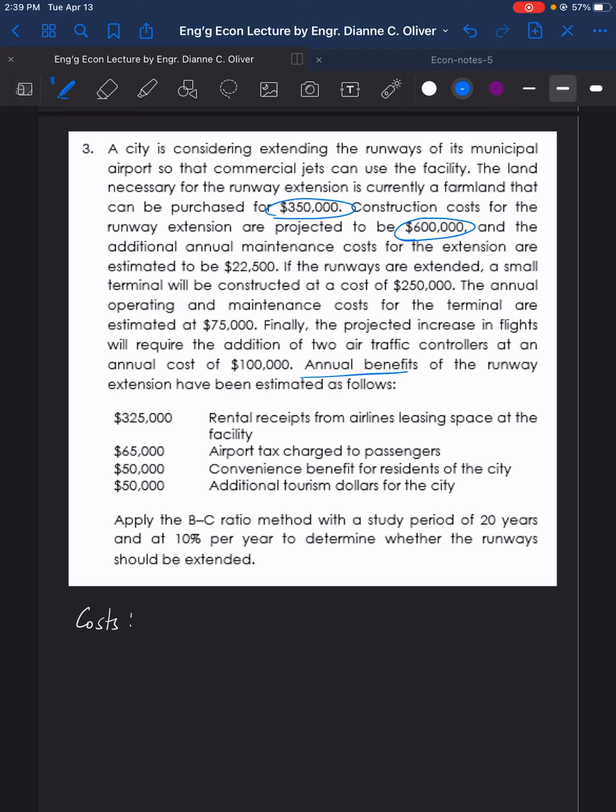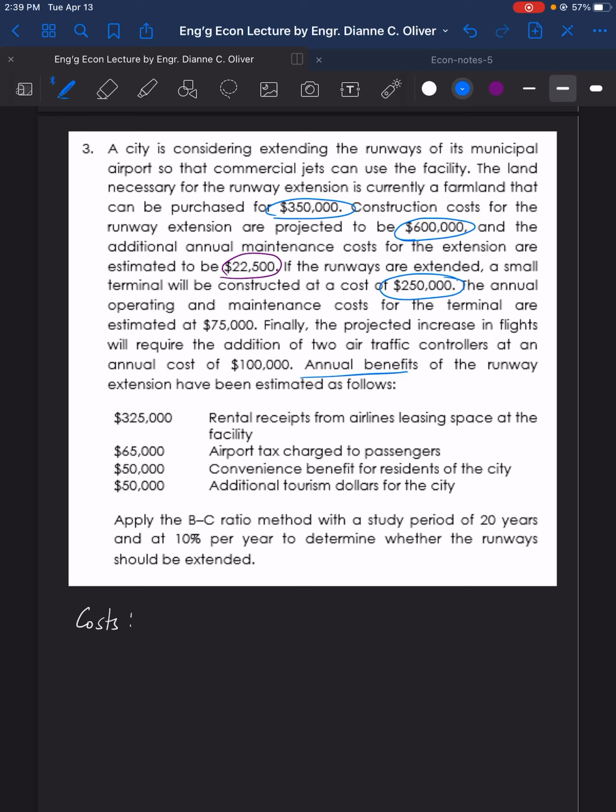Then we have here the $22,500. That is the annual maintenance cost. So that is in annual worth. So let's have that in color violet. So that is in annual worth. If the runways are extended, so how about this one? $250,000. It's for the construction of the small terminal. So that is in present worth. So that's the cost of the construction of the terminal.